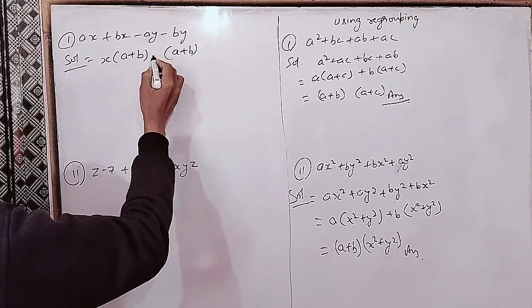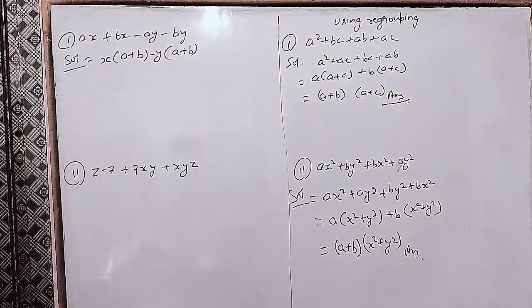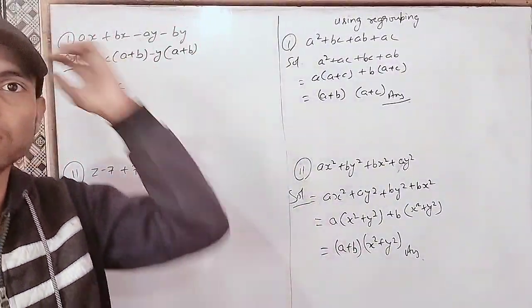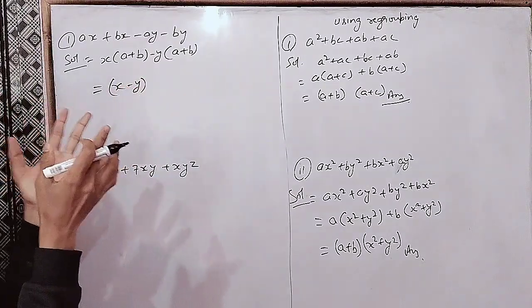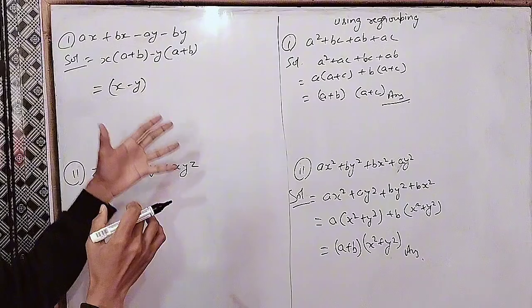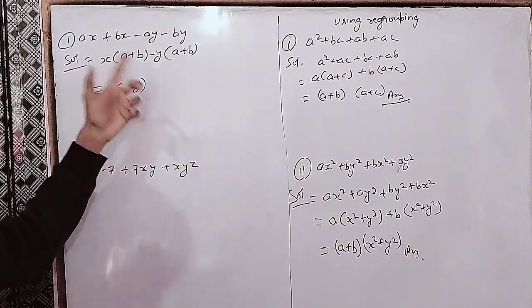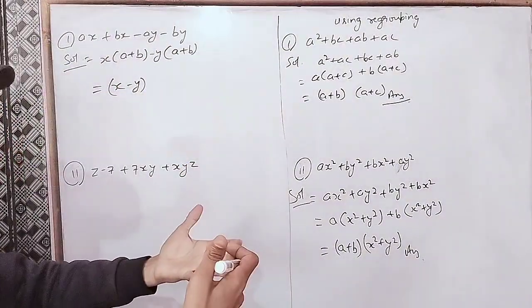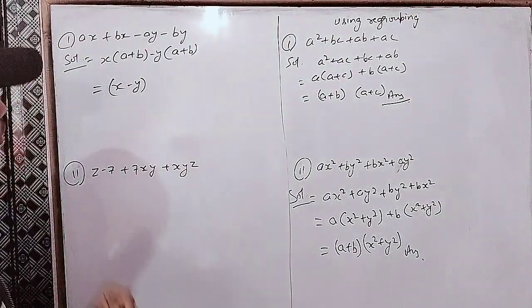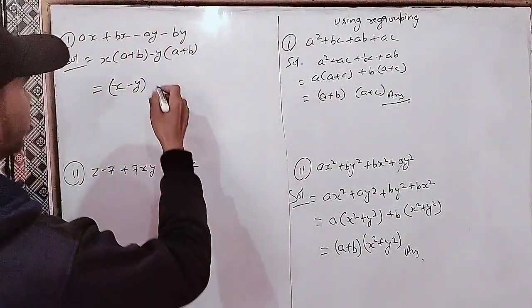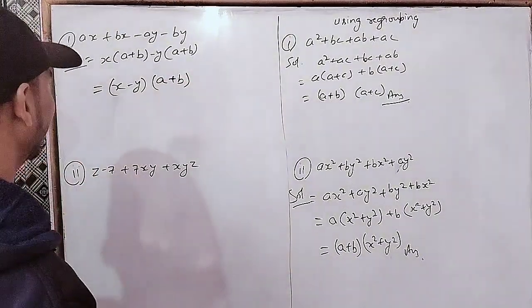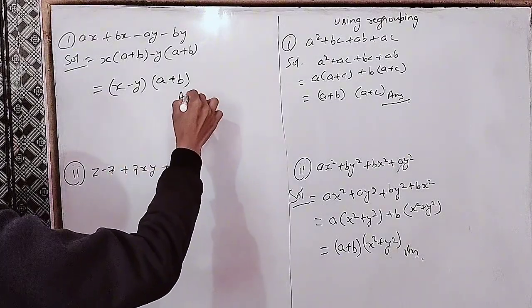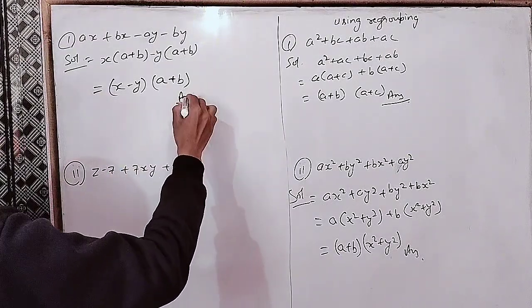Now y is common. Clear? So whatever we have outside of the bracket, we have this word outside. Now whatever we have inside the bracket, we have a plus b and a plus b, which is 2 times, so we will write it once because this is the same. Already you know, I don't need to tell again. Okay, clear till here?